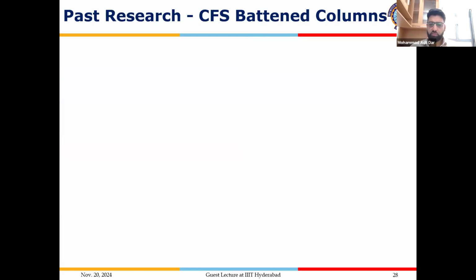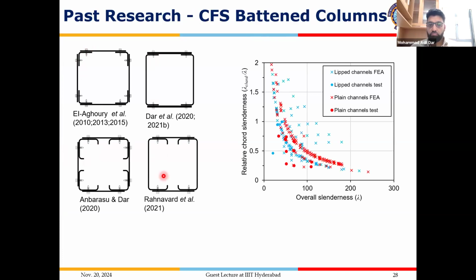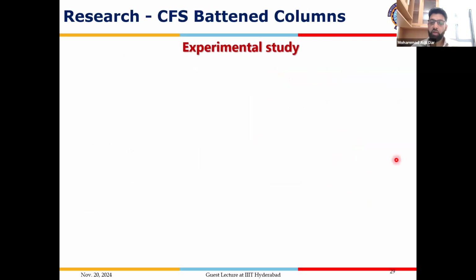Now, moving on to the past research in cold form steel batten columns, mostly plain angles, plain channels, lipped angles and lipped channels were used. If we look at the relative slenderness, lambda chord by lambda, versus the overall slenderness, these are the data points. However, the zone of interest is 0.75 and 200 slenderness, and we see a large number of data points outside this boundary. As a result, we did not see any design guidelines recommended by the past research, which paved the way for us to carry out an extensive study on the same.